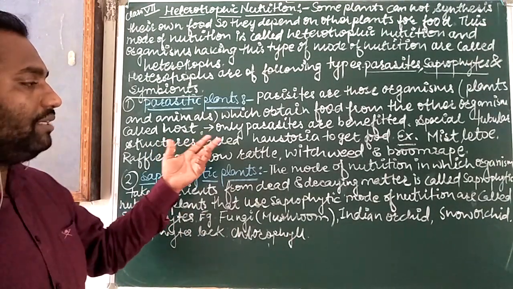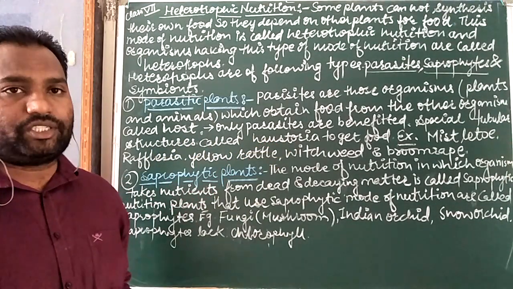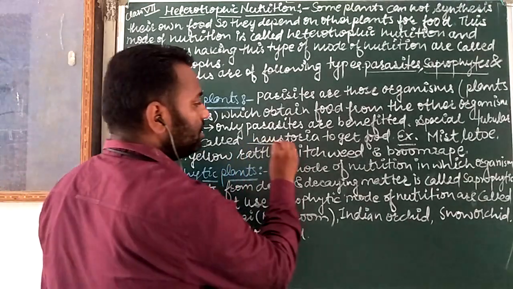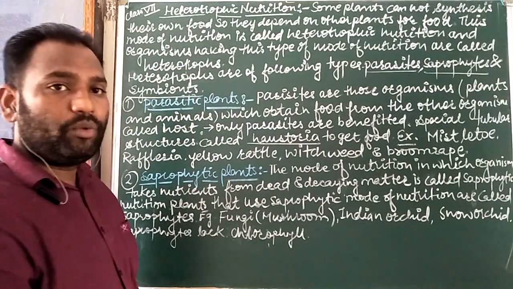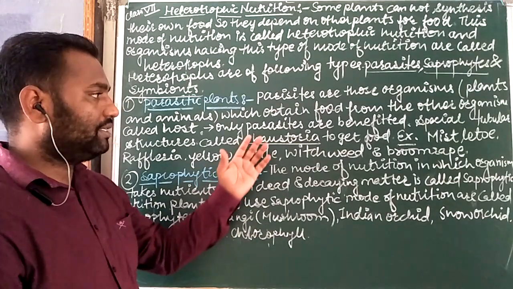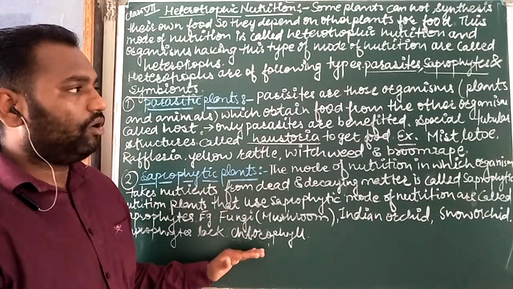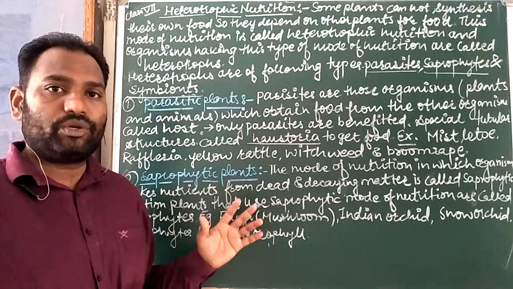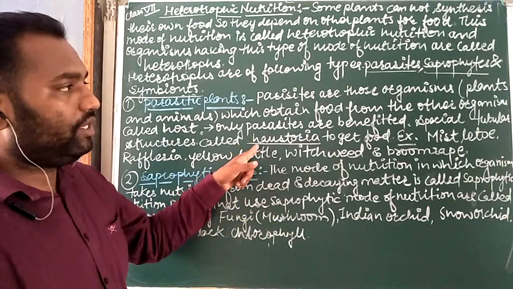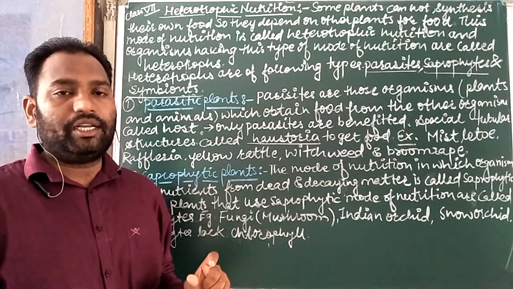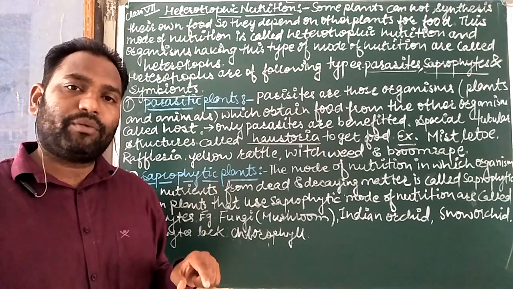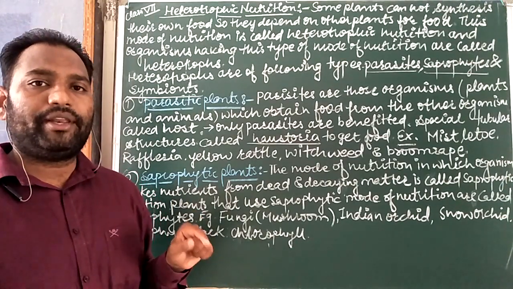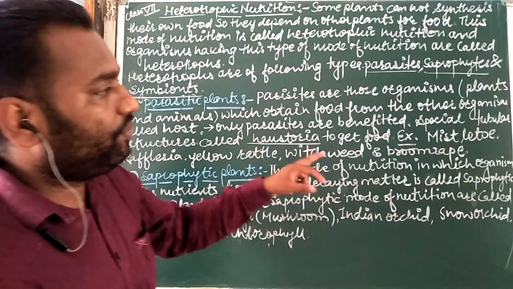So haustoria is the tubular structure. It is a question also in your book, and we already studied the question and answer of this chapter. Those who have not done it in the fair notebook can also do it. Haustoria is the tubular structure for penetrating into the host to get food.